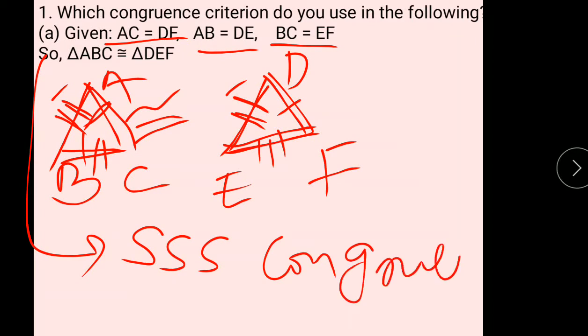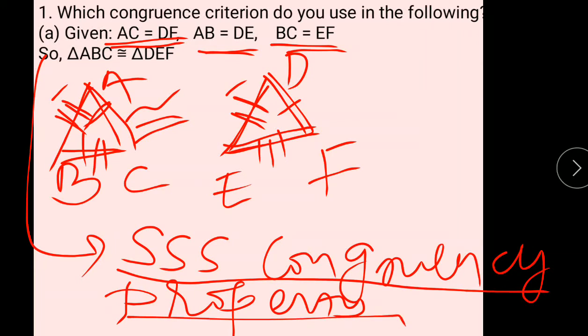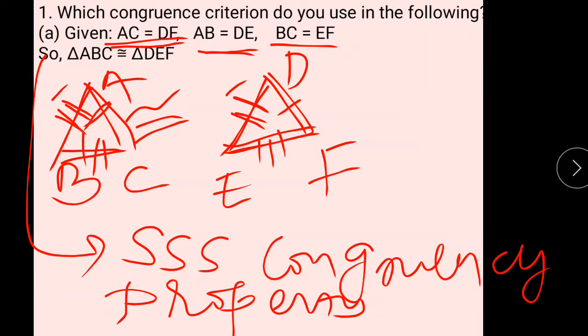Why the SSS congruency property? I hope it is clear to you so far. Because all the sides are equal in this condition. So the first answer is the SSS congruency property. Okay, so let us proceed to the next part.